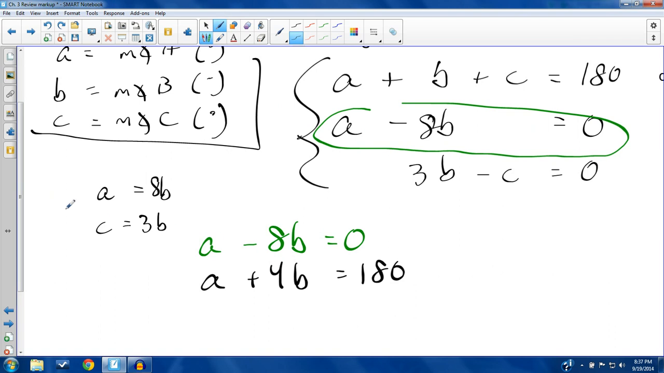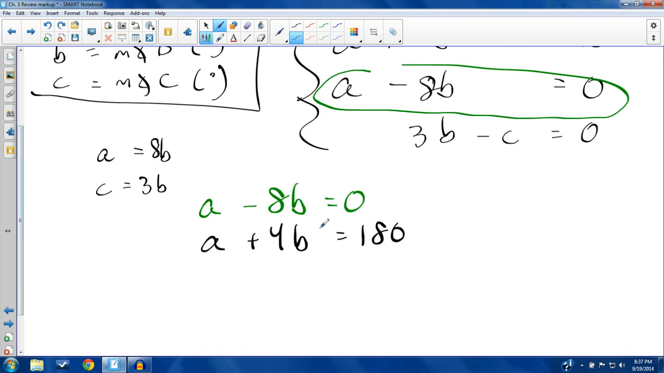Okay, so I have two choices here. I can either multiply one of these by negative 1 to eliminate A, or I can multiply the bottom by 2 to eliminate B. Yeah, let's multiply by 2. Multiply the bottom by 2, and I'll get 2A plus 8B equals 360.